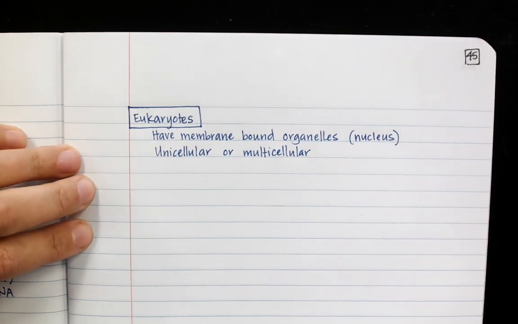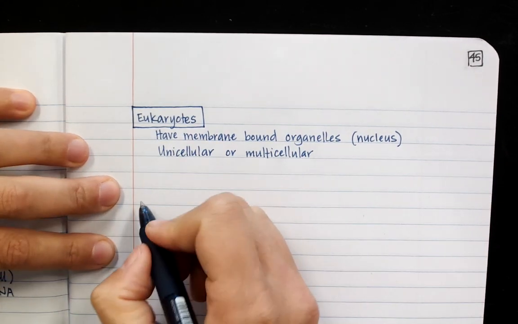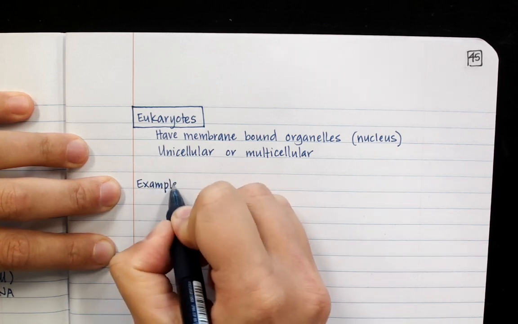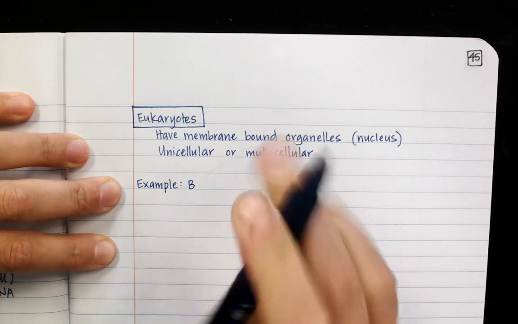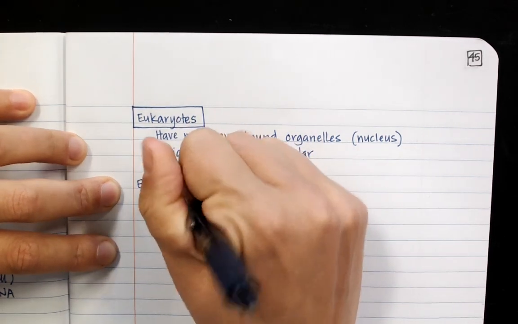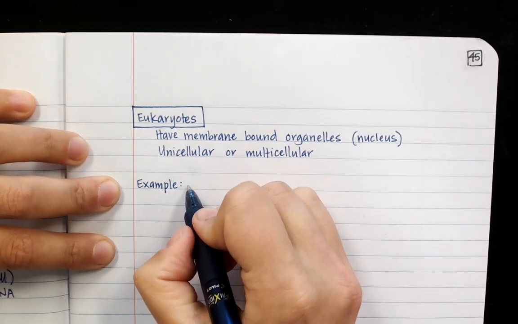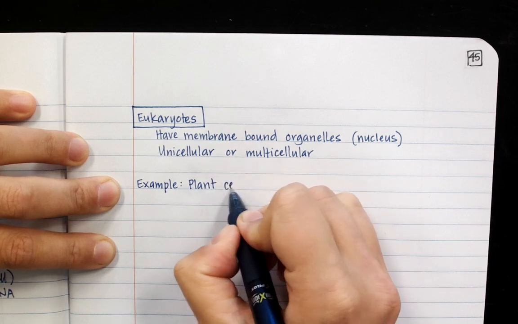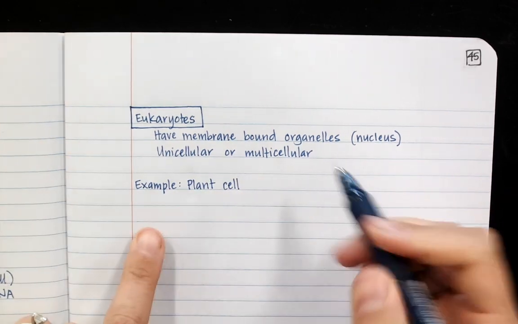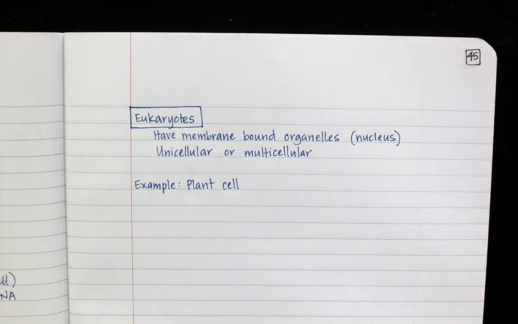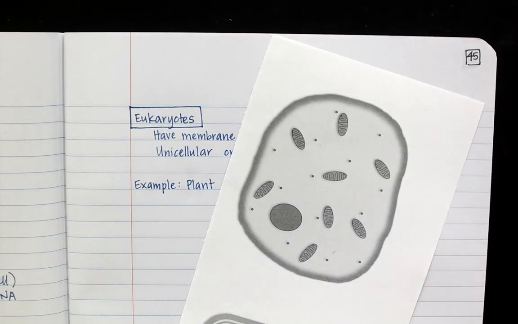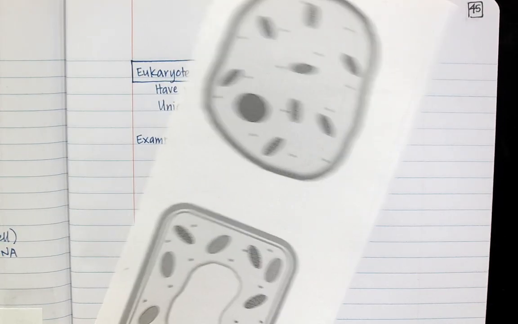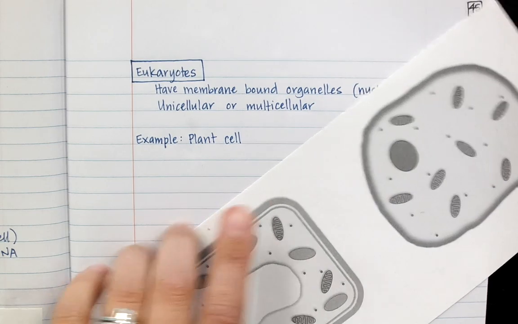And we're going to start with a plant cell as our example. Thank goodness for erasable pens. So plants are often multicellular, but we're going to be looking at a single cell. And you picked up this sheet when you came in. It has two different cells on it. The one we're looking for is the one that is more square than round.